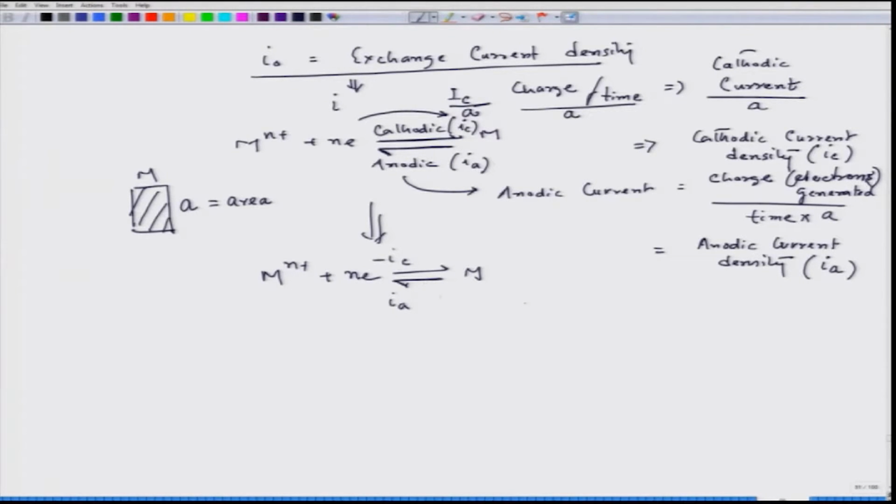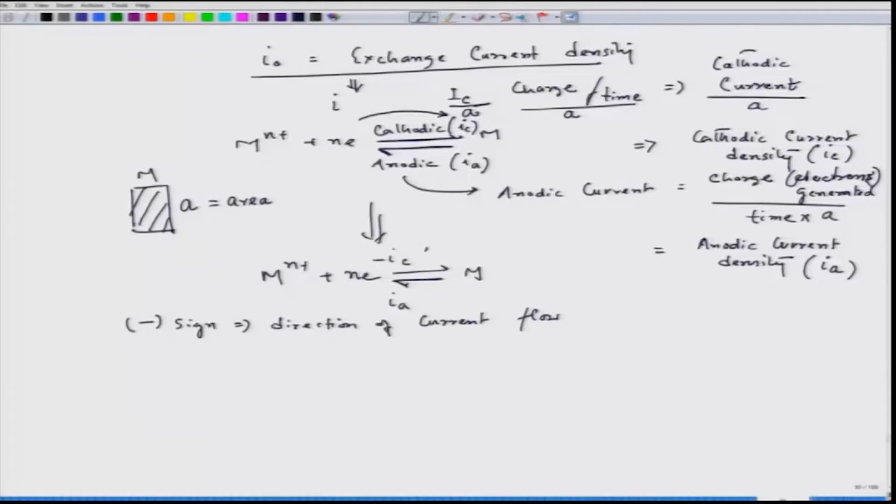Now, this minus sign indicates direction only of current flow. It does not tell that current density is actually negative. Magnitude is positive, but negative means it is flowing opposite to the anodic current. So, whichever you take to be positive, the other one should be negative, but here we will take IA as a positive current, and IC as a negative current. That means it is flowing opposite to the anodic current.